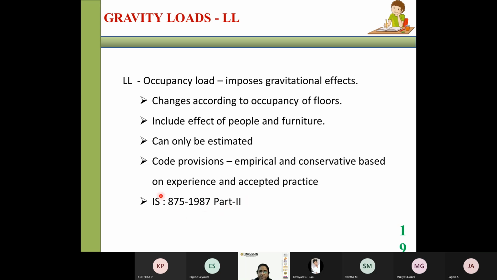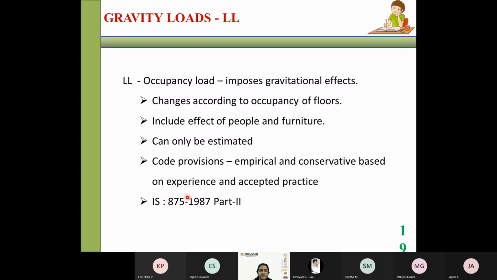Have you heard of this particular code, IS 875? It's for calculating wind load. Which part is wind load? Part 3, ma'am. Part 3 is wind load, part 2 is live load, part 1 is dead load. Okay. So part 1 is dead load, part 2 is live load, part 3 is wind load.